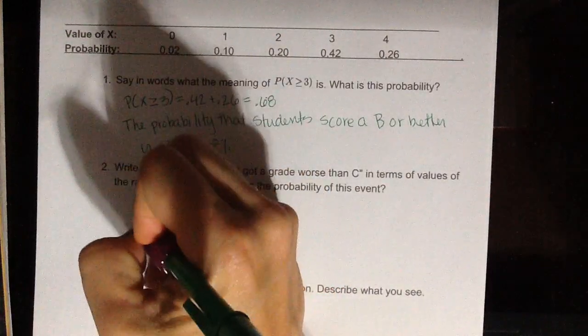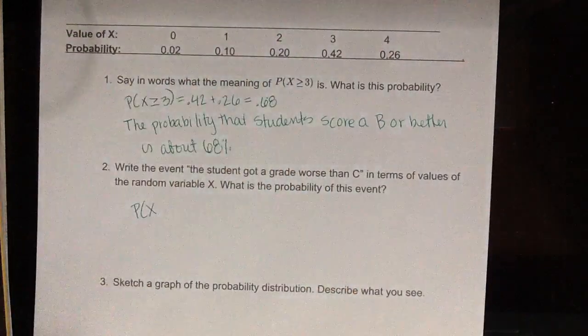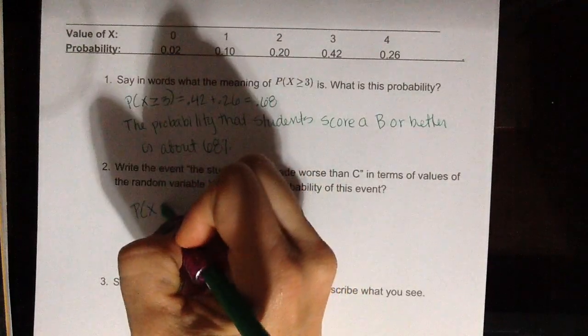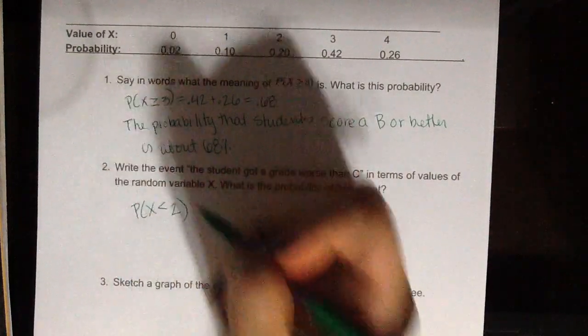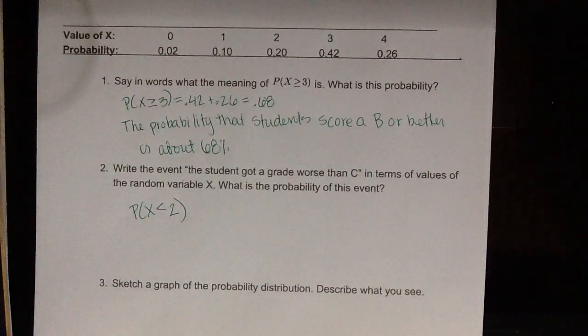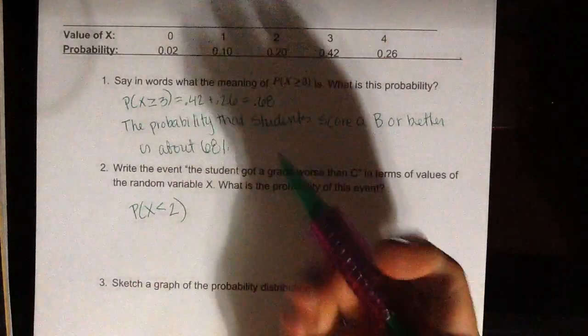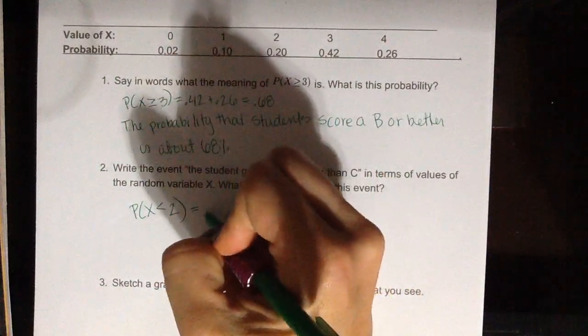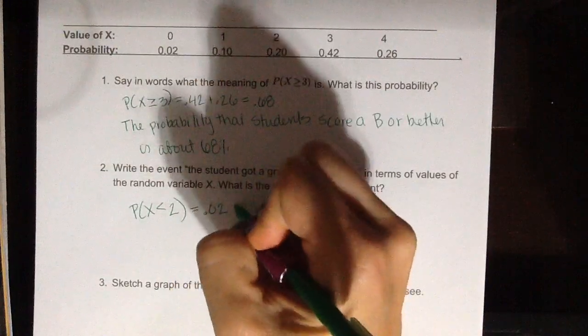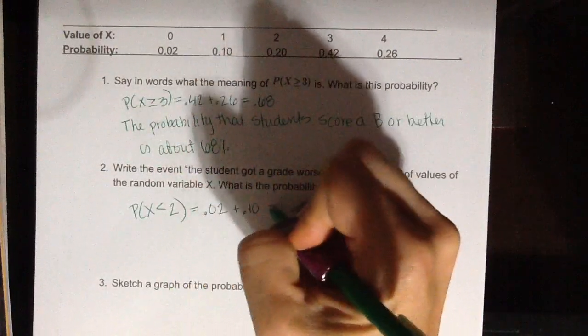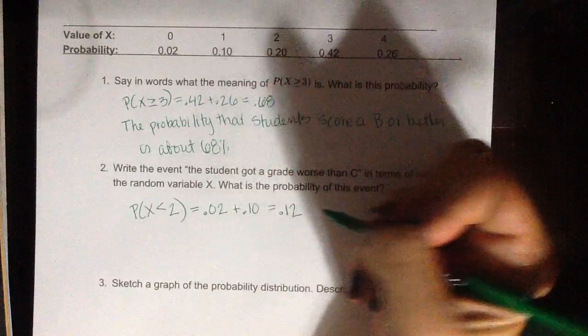So I would say the probability the student got a grade worse than a C would be that they had x less than 2. And then it says, what is the probability of this event? We would just be adding these two together. Again, mutually exclusive, so you can simply add them. So 0.02 plus 0.10 would give us a probability of 0.12.